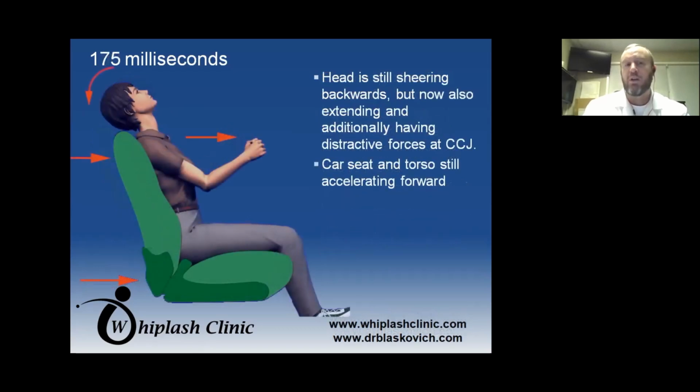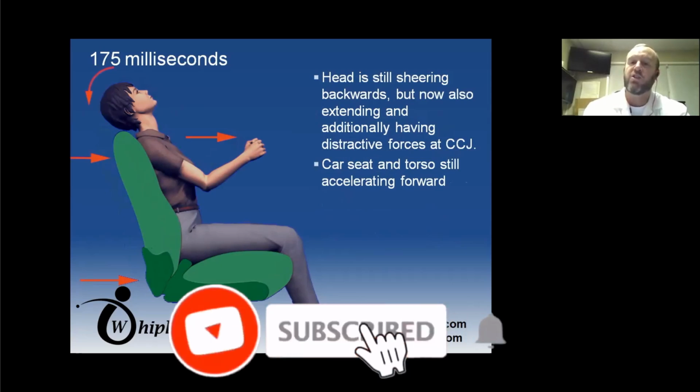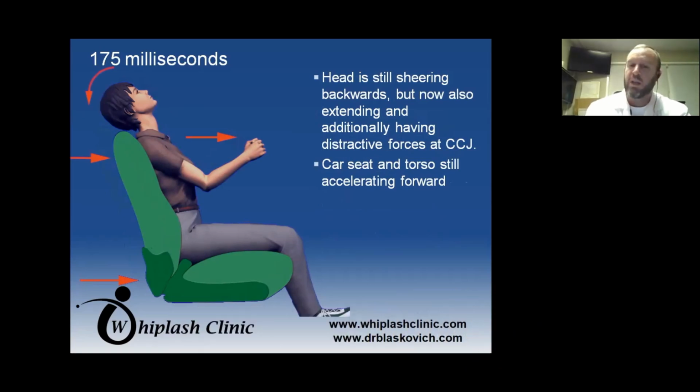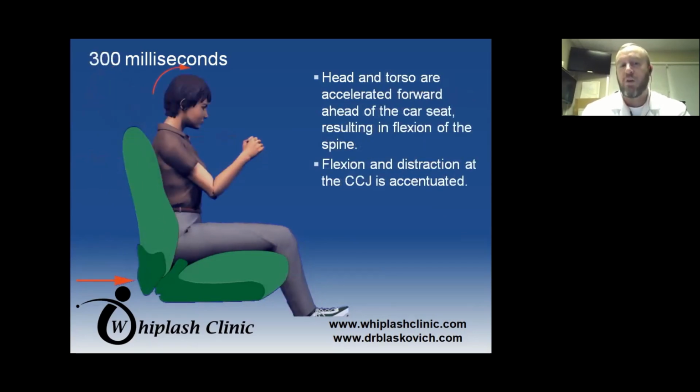The next component is at 175 milliseconds, where the shearing turns into an extension, or a backwards tilting, with shearing and distractive or traction forces on the head as it relates to the neck, as the car seat and torso are being accelerated further forward. And then if we fast forward to the recoil moment, when the body is shot forward as the car comes to a stop and the occupant potentially slams on the brake to slow this process down, they're shot forward as the car comes to a slowdown or a stop.